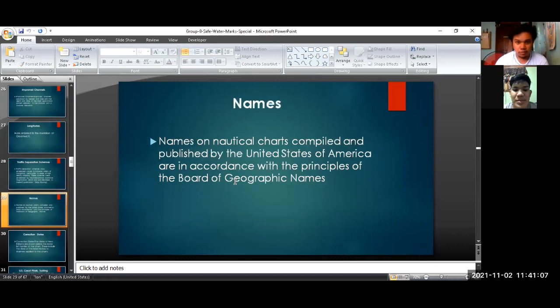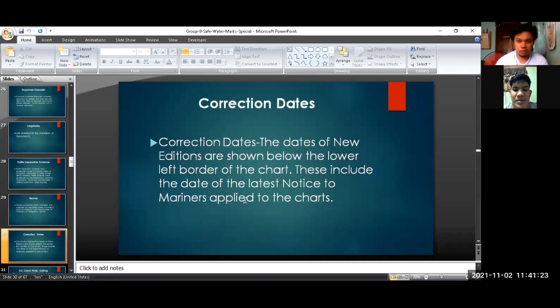Names. Names on nautical charts compiled and published by the United States of America are in accordance with the principles of the Board on Geographic Names. Next is correction dates. Correction dates, the dates of new editions, are shown below the lower left border of the chart. These include the date of the latest notice to mariners applied to the chart.